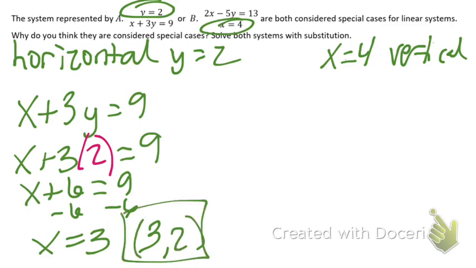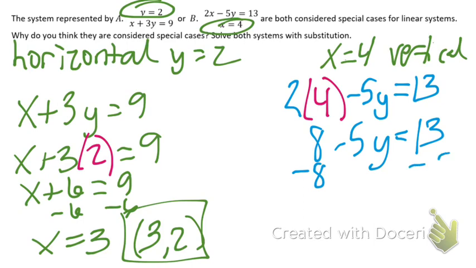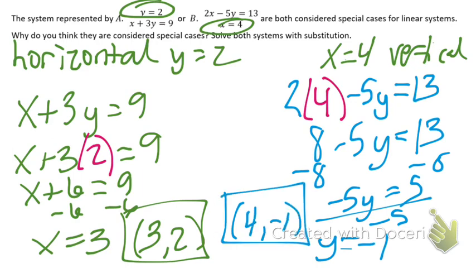For the second system, we know x has to be 4 based on the second equation, and so we would do 2 times 4 for x minus 5y equals 13. That's going to be 8 minus 5y equals 13. Subtract your 8. Negative 5y equals 5, and divide by negative 5. So y equals negative 1. So this solution would be 4, negative 1. So we really like when they give us a vertical or horizontal line because it saves us so much work.